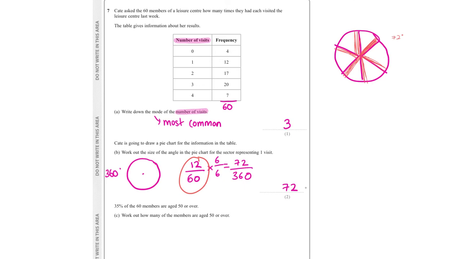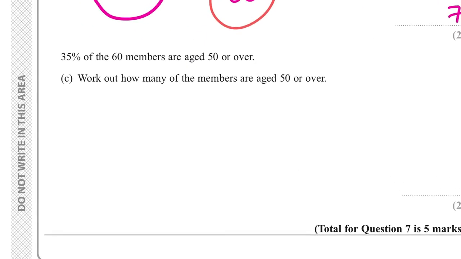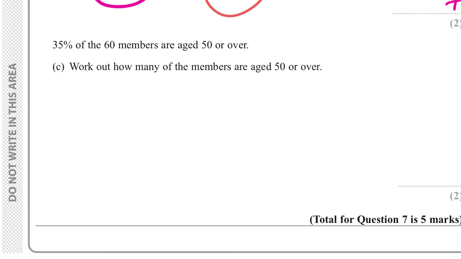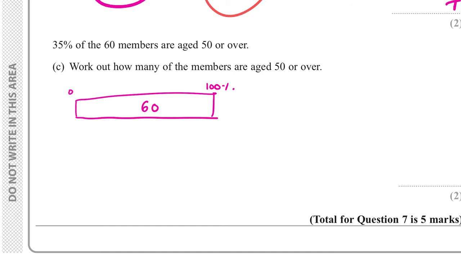Then it says 35% of the 60 members are aged 50 or over. How many members are 50 or over? So if 100% is 60, I need to work out how much 35% is. Okay? Now we can do this in a few ways. So first of all, if we're working out 35%, find out 10%.